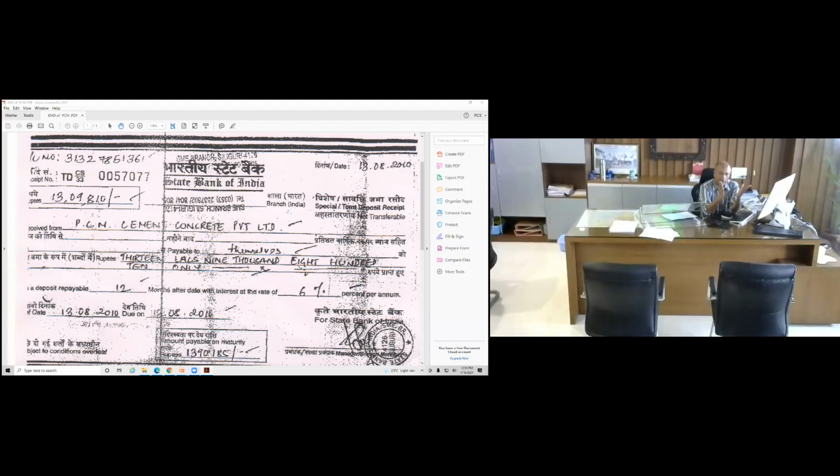Okay, fine. If you look at this document, it says PCM Cement Concrete Private Limited. This is the front page of the EMD document submitted by a firm. The question is whether this is a valid document or not.